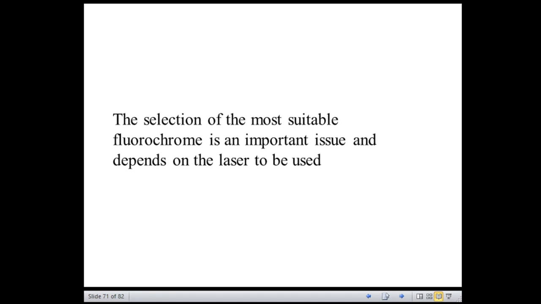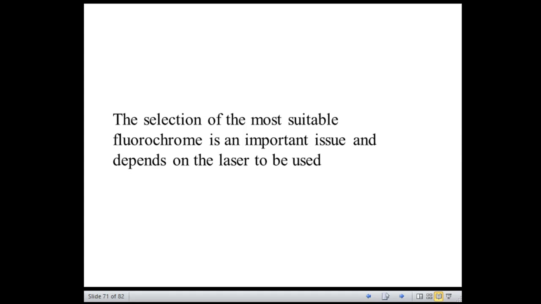So the selection of the fluorochrome, or the most suitable fluorochrome, depends on the laser that is to be used, and it is an important feature too. So if an argon ion laser including flow cytometer is going to be used, the first choice will be FITC, since there are numerous FITC labeled antibodies available. So whatever fluorochrome you select or choose depends on the type of the laser that is being used.